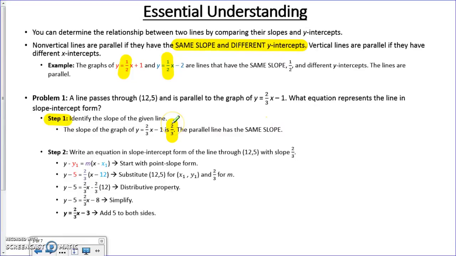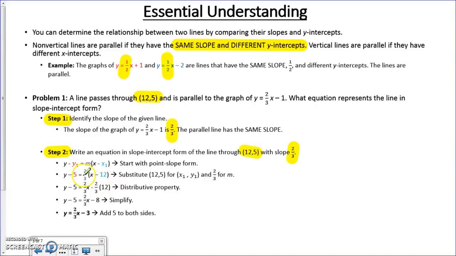So when we write the equation that represents a line parallel to that, the slope has to be 2/3. You have the slope 2/3, and you have the point (12, 5). So step 2, you can write an equation using point-slope form: y minus y1 equals m times x minus x1. Your point is (12, 5) and your slope is 2/3. So substitute 12, 5 for x1, y1, and 2/3 for m.